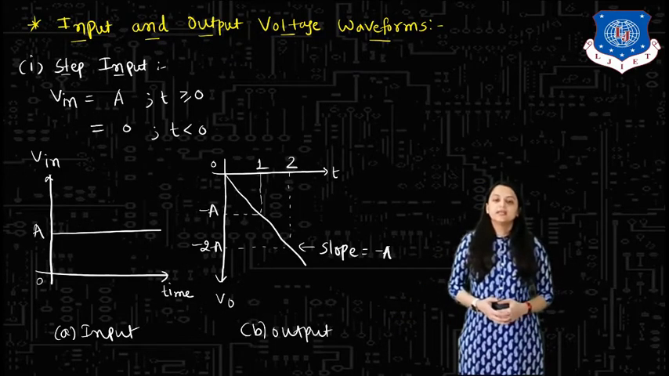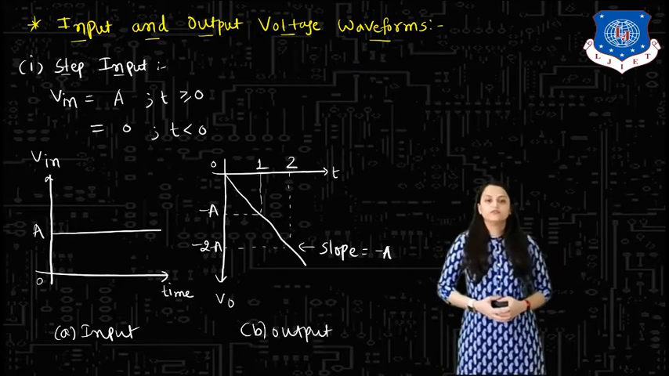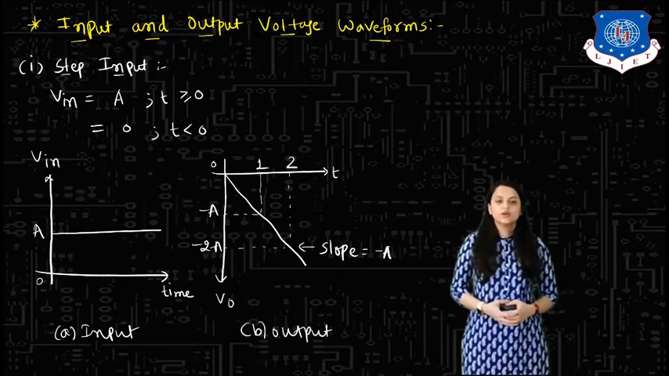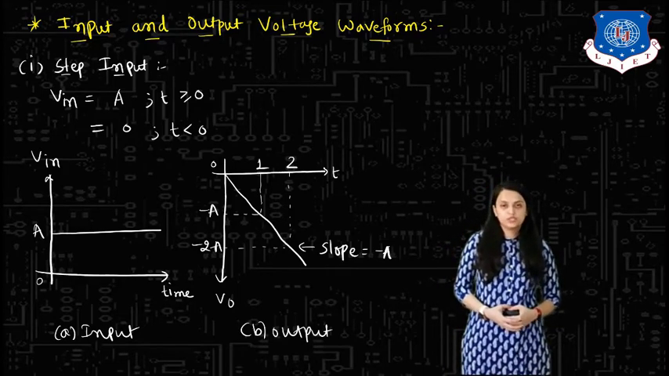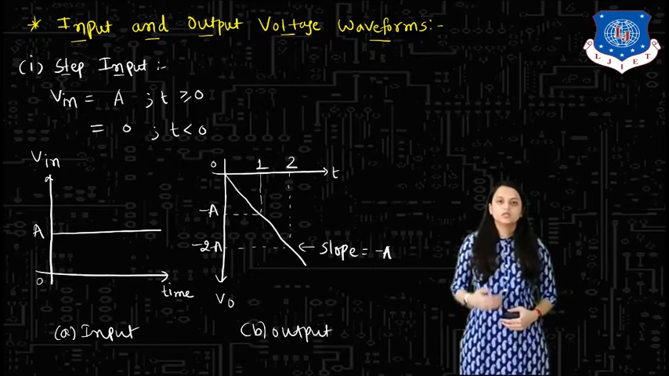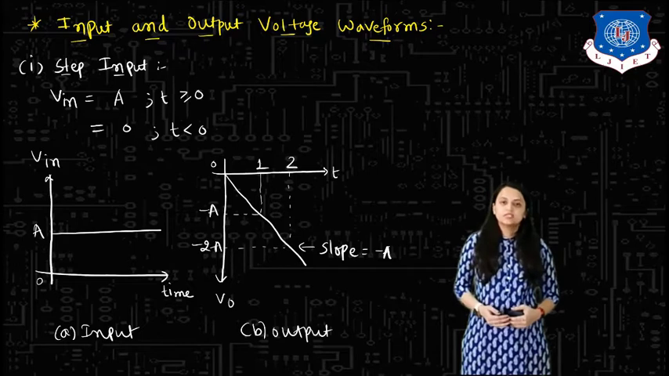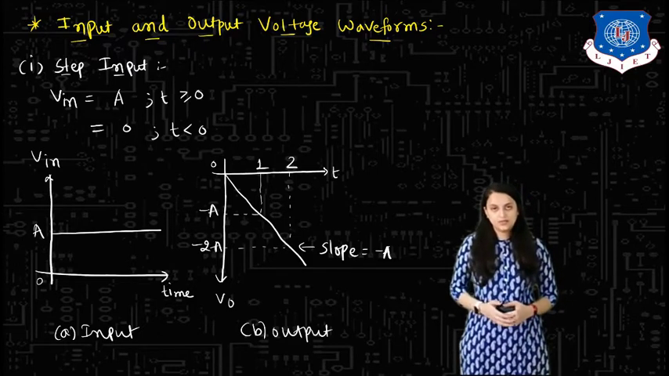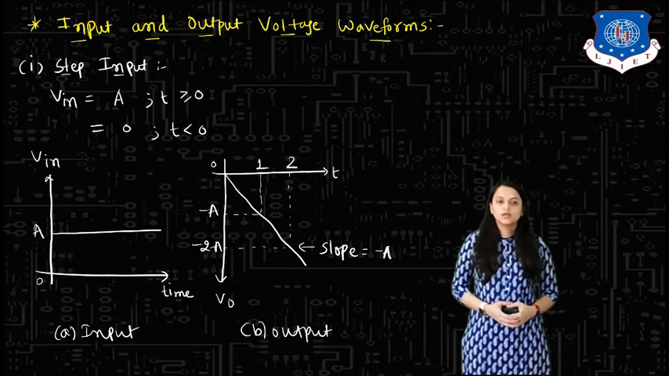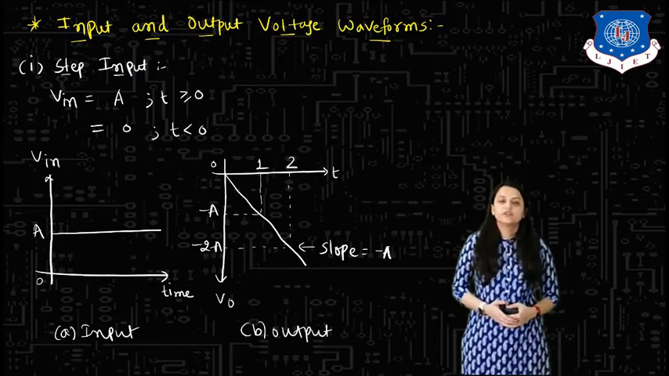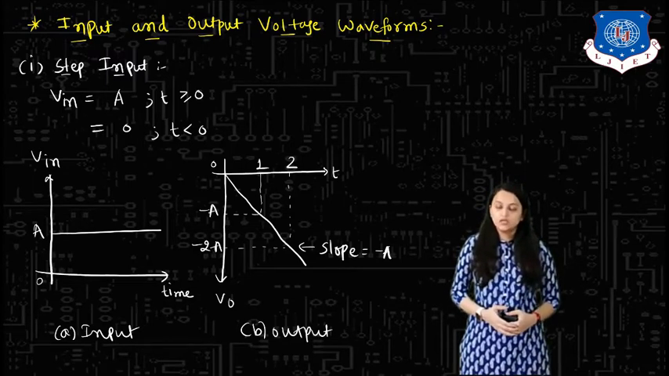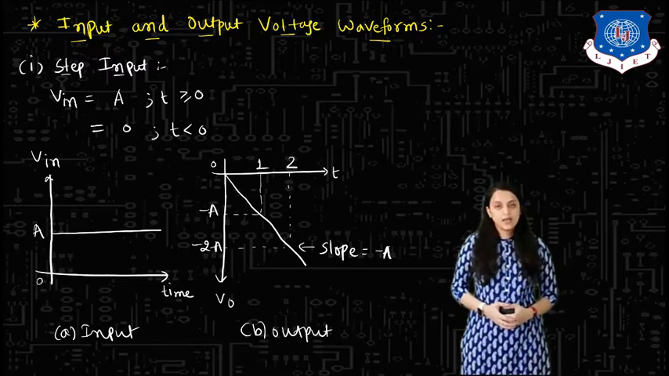Now, let us see the input and output voltage waveforms. Here we are going to consider three input signals: step input, square input and triangular wave input, and we will see what output we are getting by applying this input to the integrator. First of all, let us see figure A, that is the input signal, which we have taken over here, the step input.